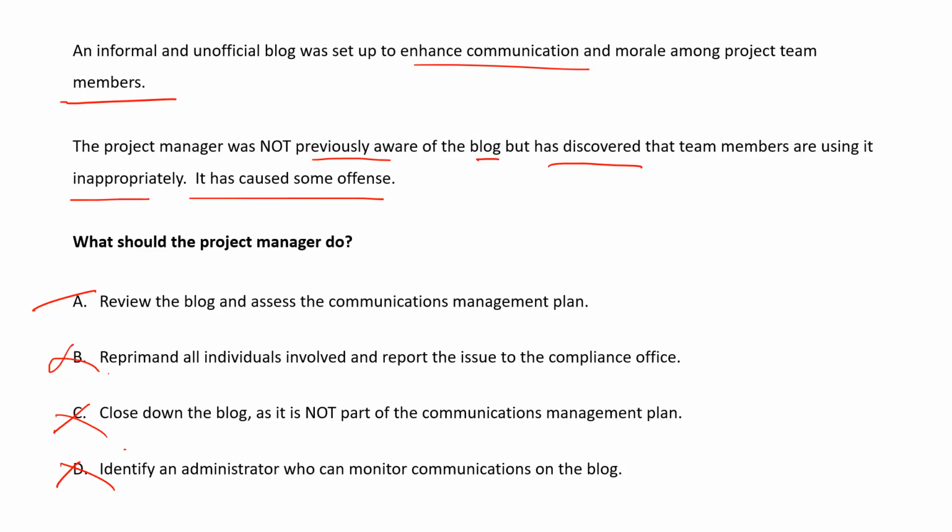Then stick to the communication management plan. That's what you think. It could be correct somehow till here. But because of this statement, it's out of your league. Great. Next.